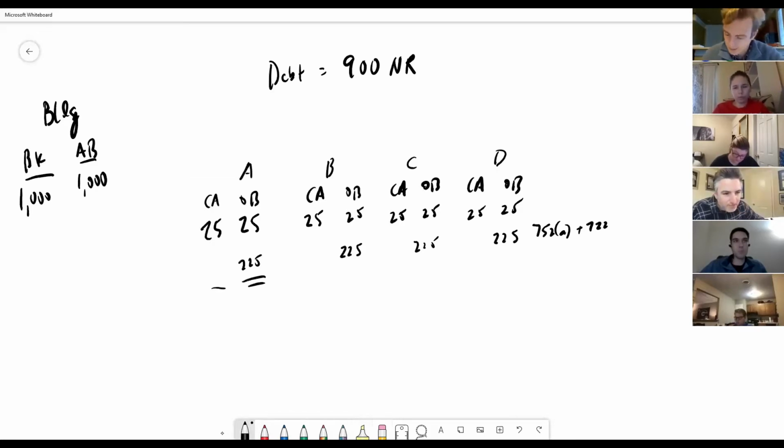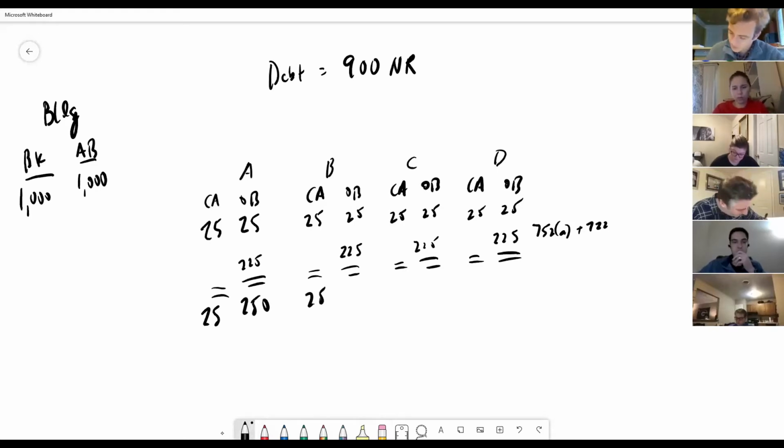And so at the end of the day, or immediately after this partnership acquires this building, the accounts are going to look like this. Each partner is going to have a capital account of 25 and outside basis of 250.